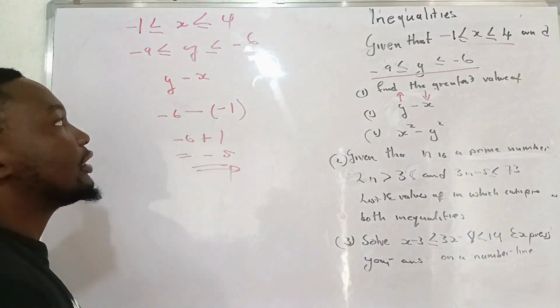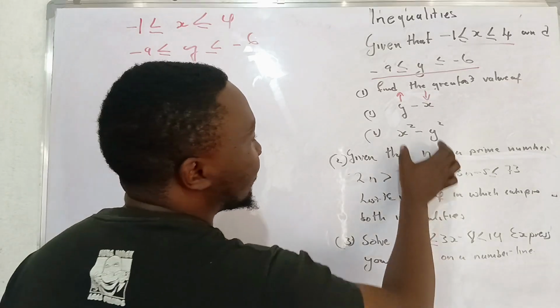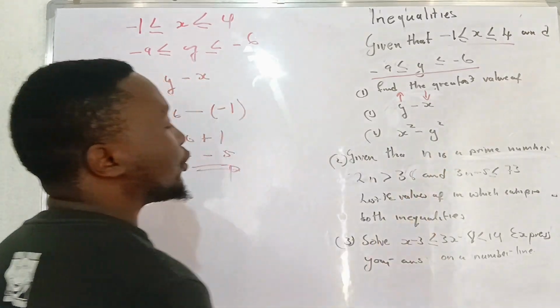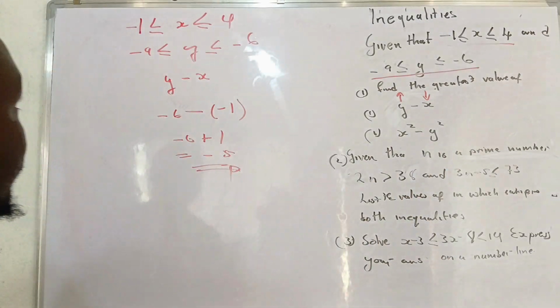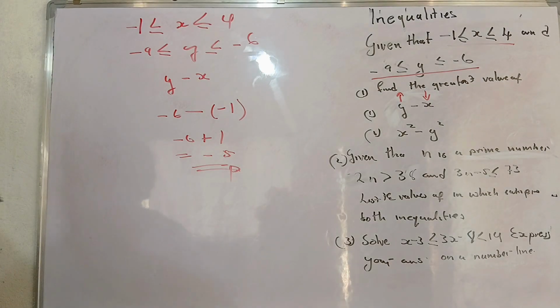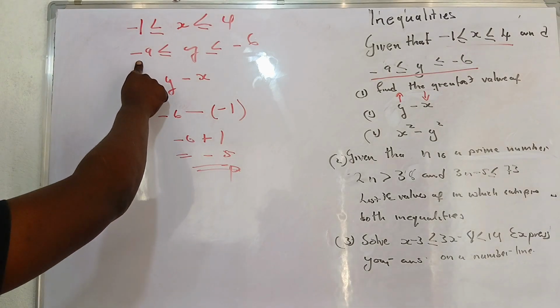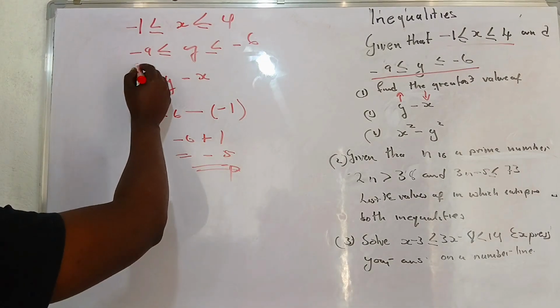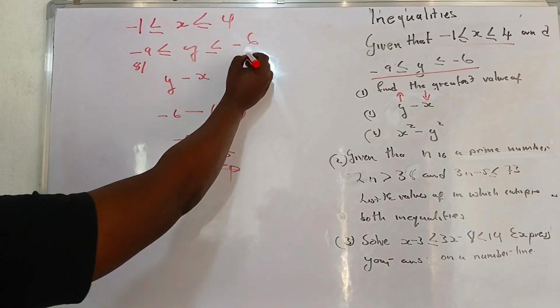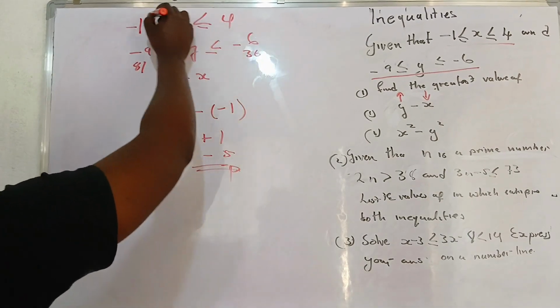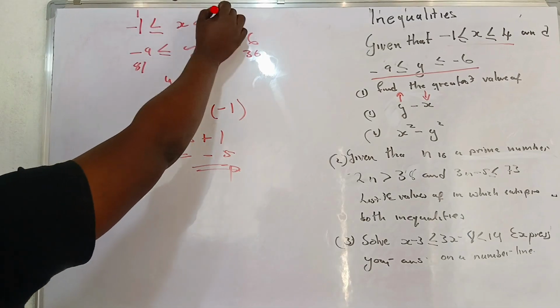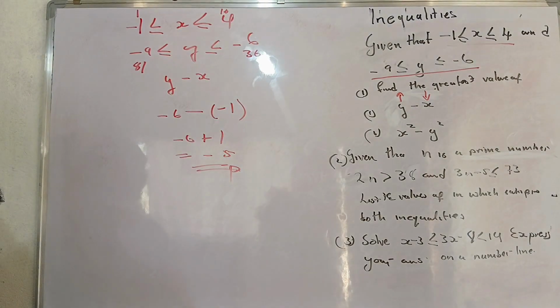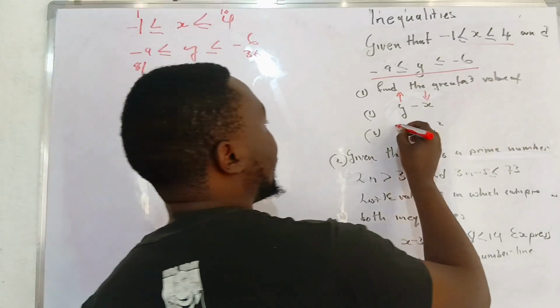So let's look at the next one. Find the greatest value of x squared minus y. So you want to find the greatest value of the square of both. If you square this one, it becomes 81. If you square this one, it becomes 36. If you square 1, it becomes 1. This becomes 16. So you take the greatest value.